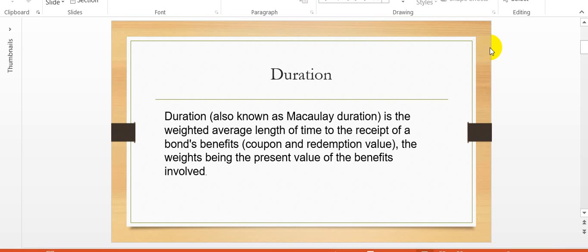So the issuer of the bond will be paying the coupon every year, and then in the last year the issuer will pay the final coupon plus the redemption value.